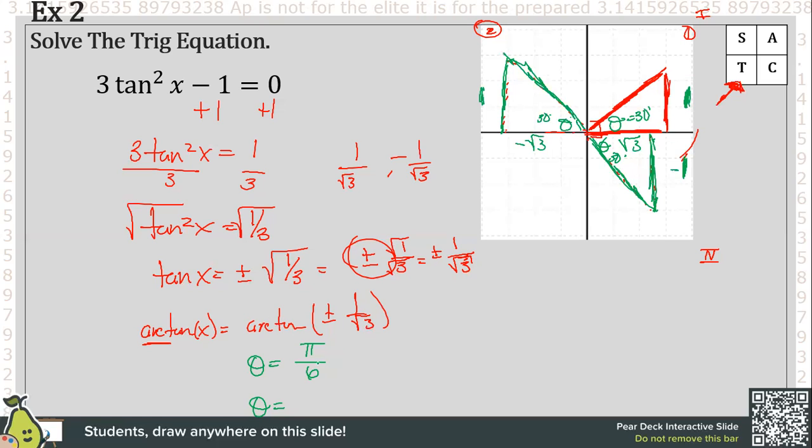So for here, I would have to go ahead and add negative pi over 6, but my period is pi. So for both of them, it's pi. Now, in order for it to cover all the solutions, it would be plus pi times z, where z is an integer. Okay, so ideally this would cover all the negative and positive values for pi over 6 and negative pi over 6.